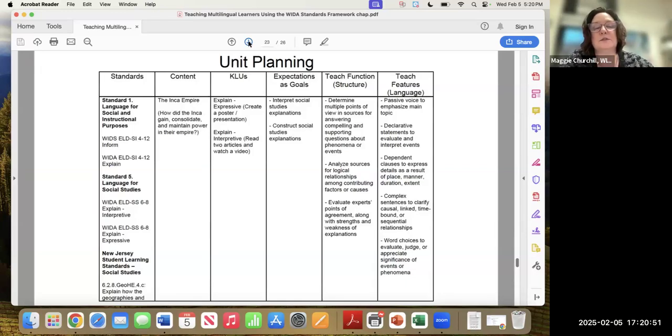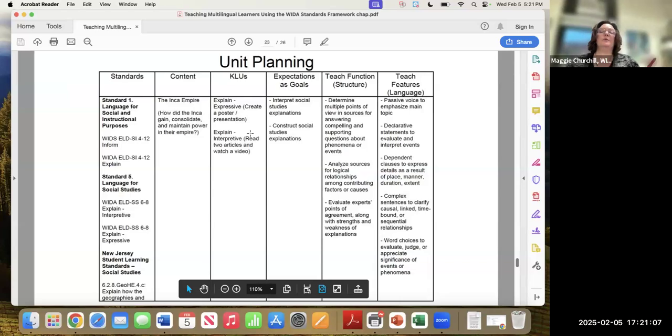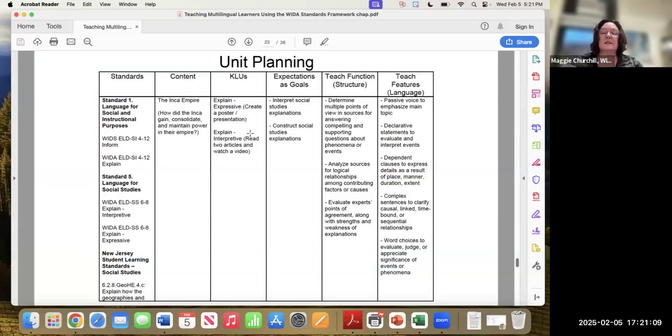This is for middle school social studies. So again, they have their standards here. The content is actually the Inca Empire. They gave the essential question, but here's all their NJSLS and their WIDA standards. The KLU, they focused on explain. So of course we want both the interpretive as well as the expressive, right? So we want two forms. And what their expectations are.